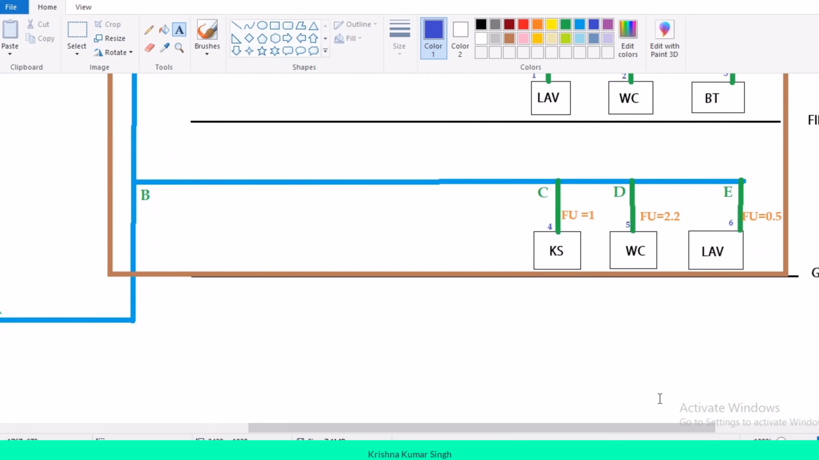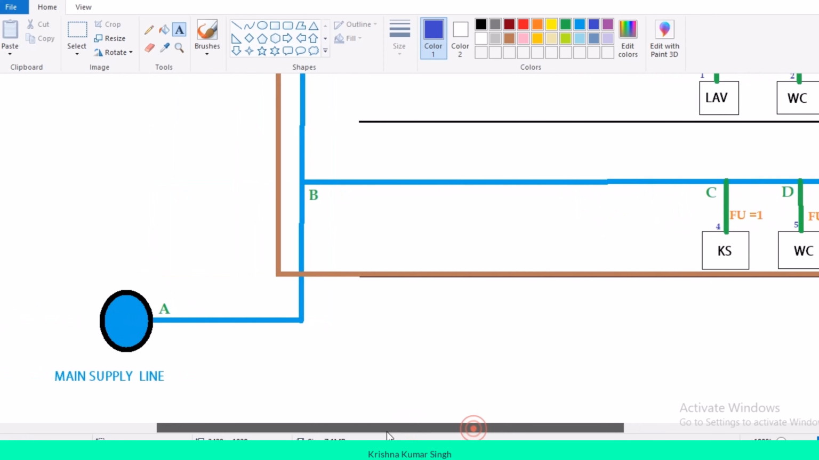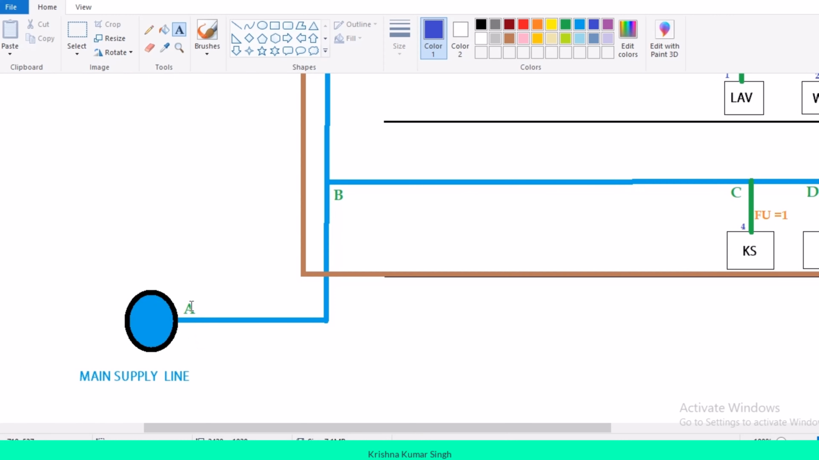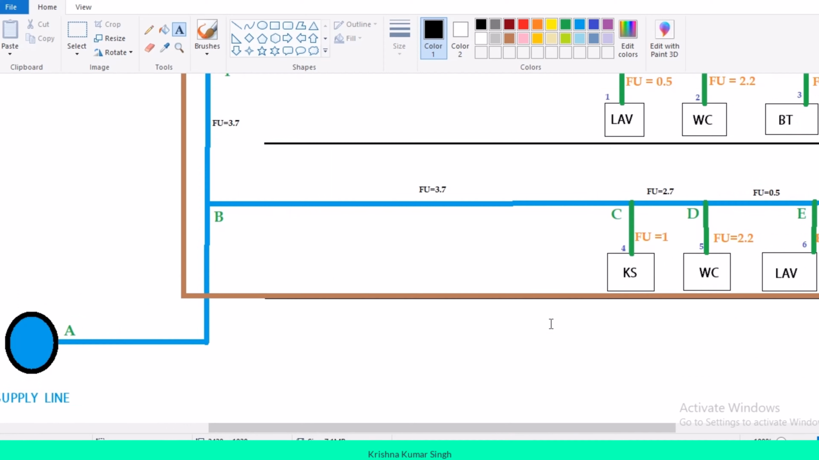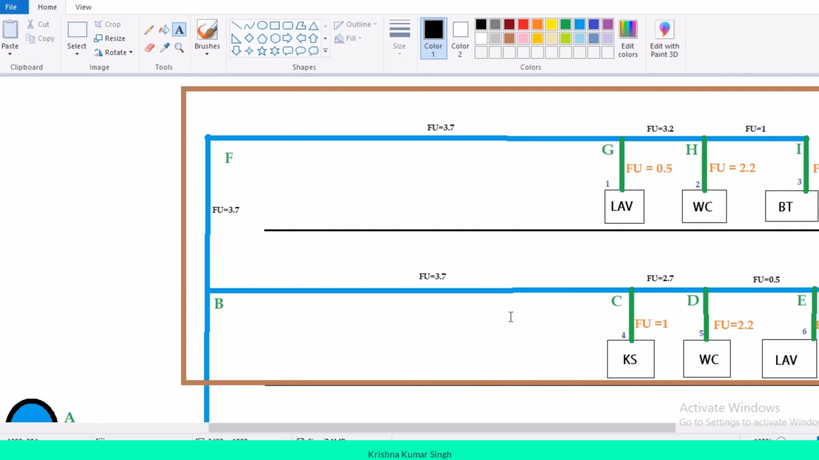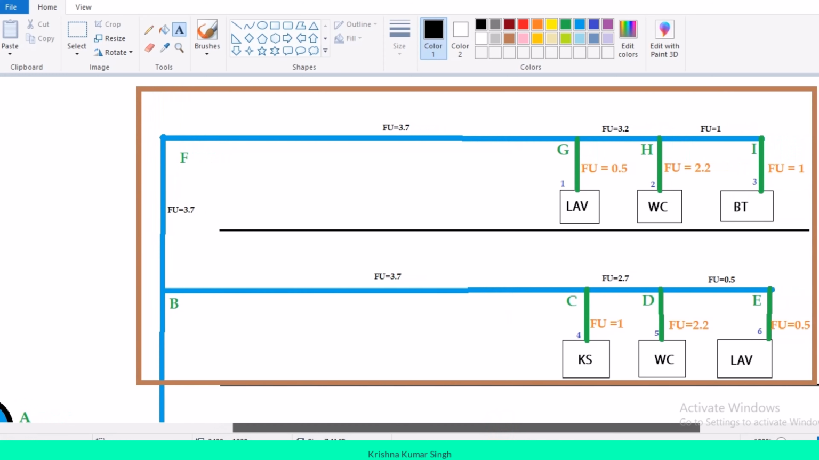In the next video, we will sum the fixture units and calculate the fixture unit for the water service pipe. And you already know the water service pipe is the pipe which is coming from the main supply line up to the entrance of the building. So guys, I have assigned all the fixture units to each section of the pipe, right? I will provide you this image in the resource section as well, okay?